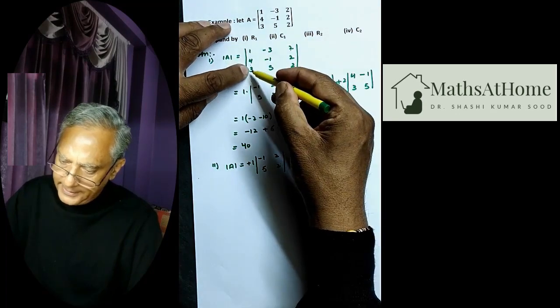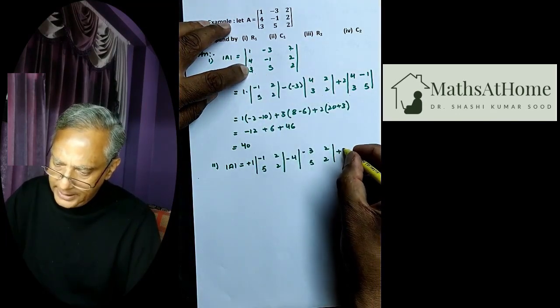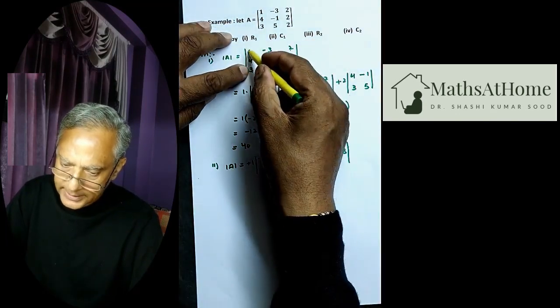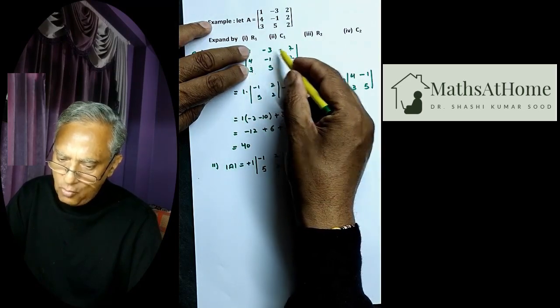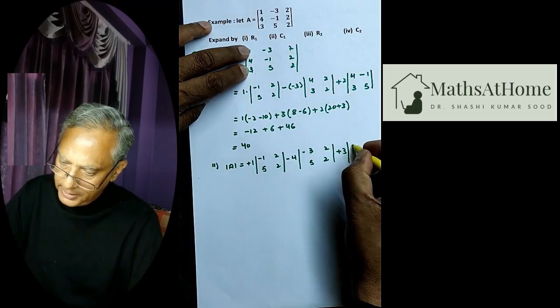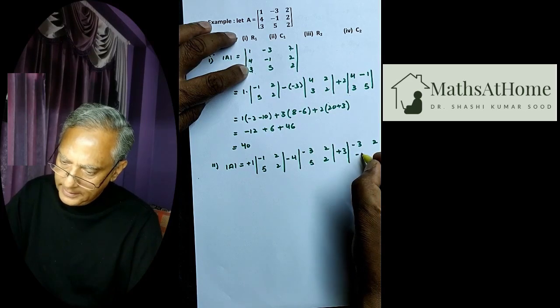And for this entry, this will now be plus 3 into. This is gone and this is gone. Minus 3, 2, minus 1, 2.